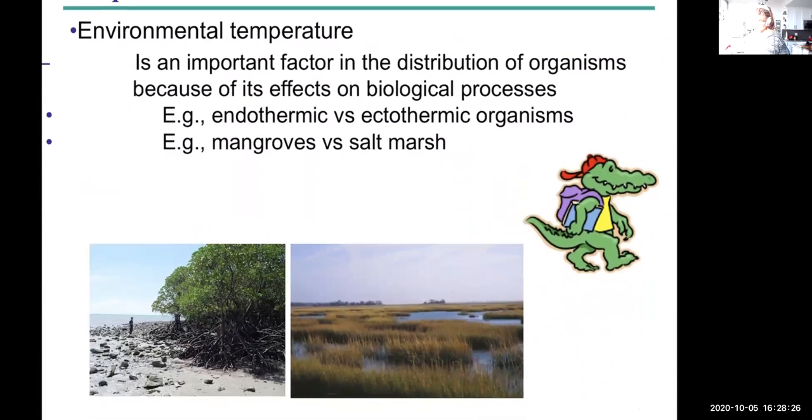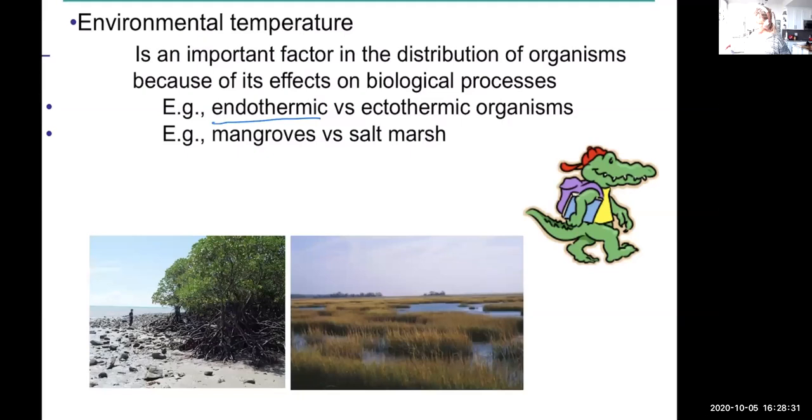Temperature is very important. For one thing, temperature can determine whether there are many endothermic organisms or ectothermic organisms. Whether there's mangroves or salt marsh. So this is a tropical, very warm region. There's mangroves in the boundary between the ocean and land. Whereas here, there are grasses between the ocean and land. So marshy kinds of areas with not large growth, but smaller growth. And that's largely due to temperature.